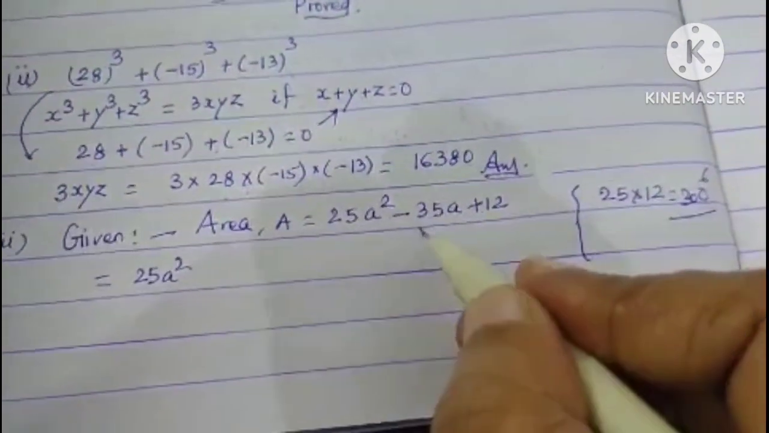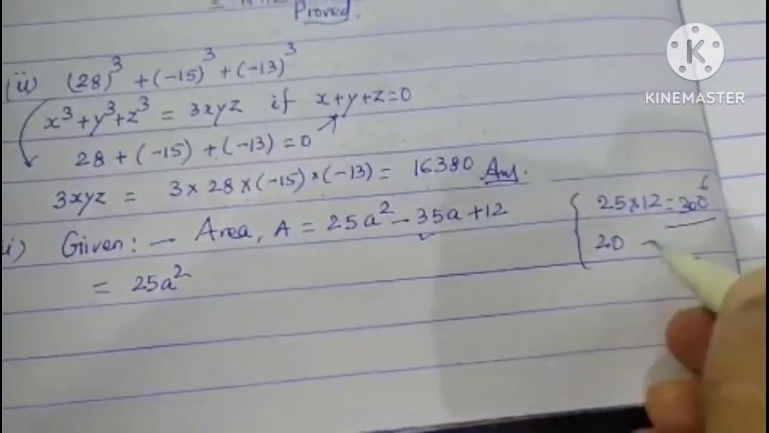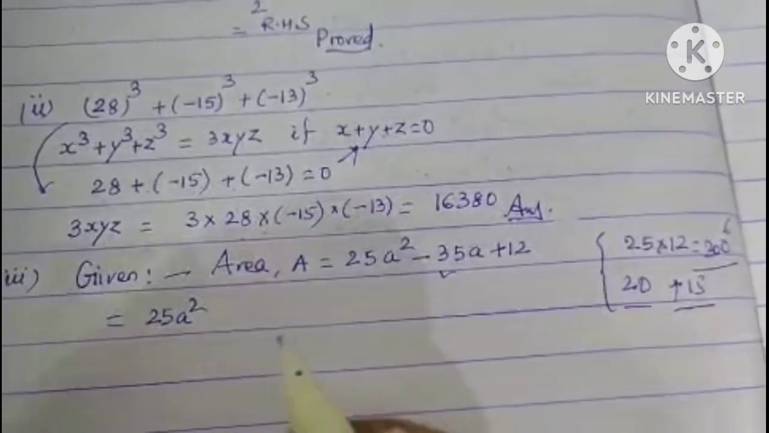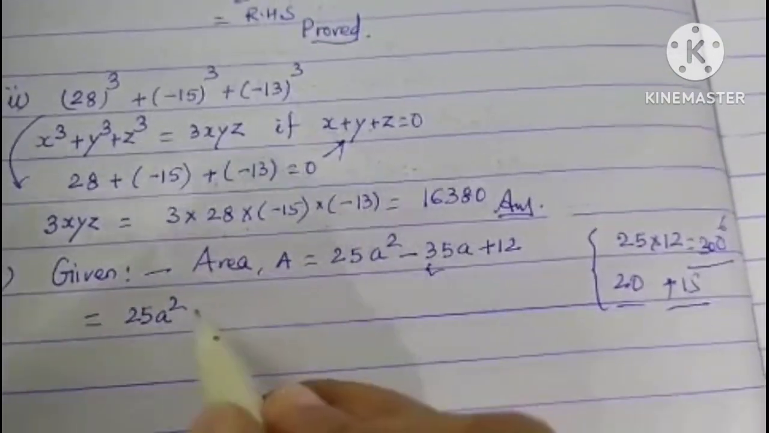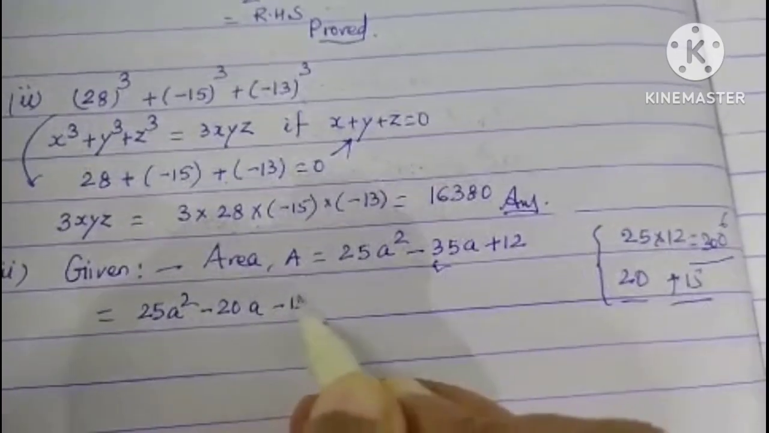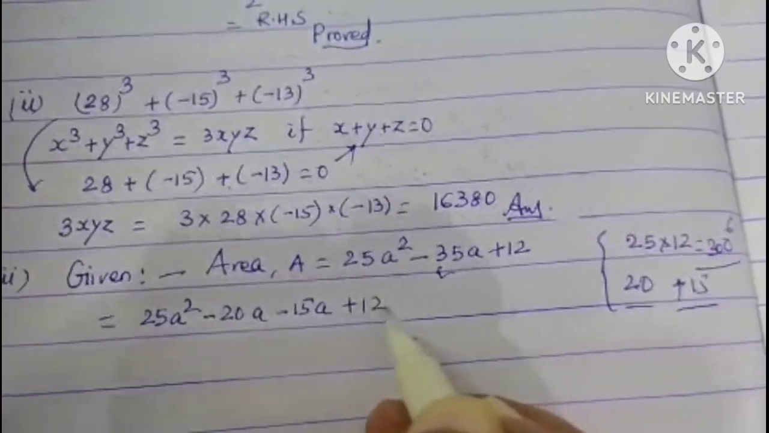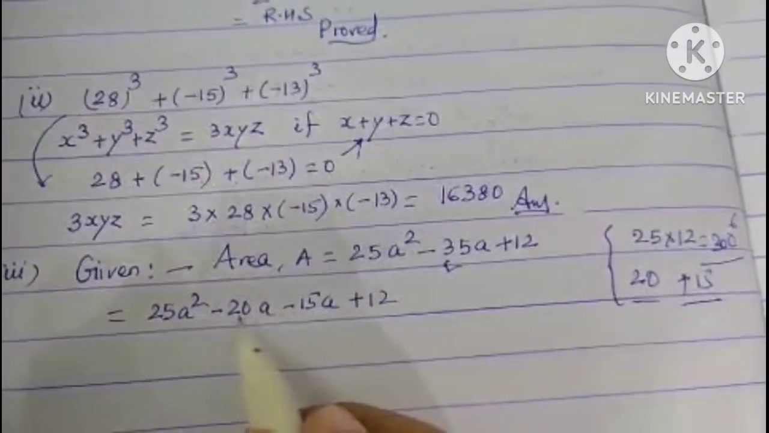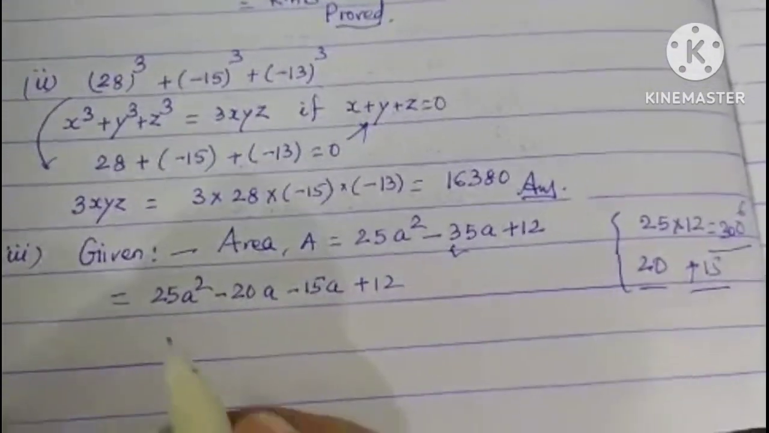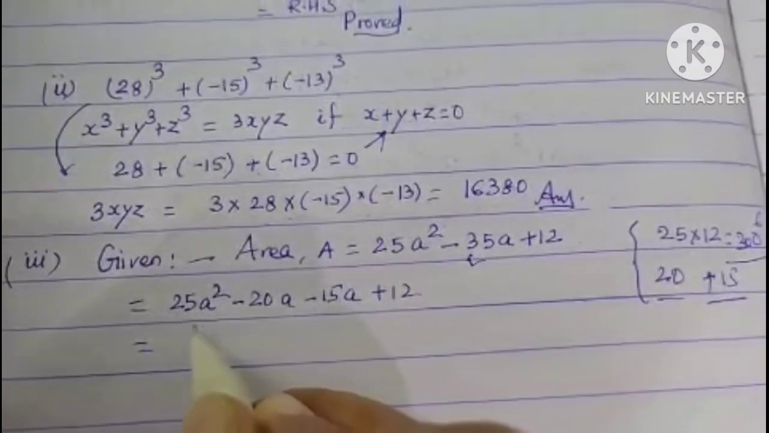Okay, and here we have to bring minus 35. So 20 and minus 15, 20 and 15, this will give us the correct one. So we can write it like this: minus 20a and minus 15a plus 12. So this addition will be minus 35a and multiplication will be 300. Okay, now we have to solve this one.